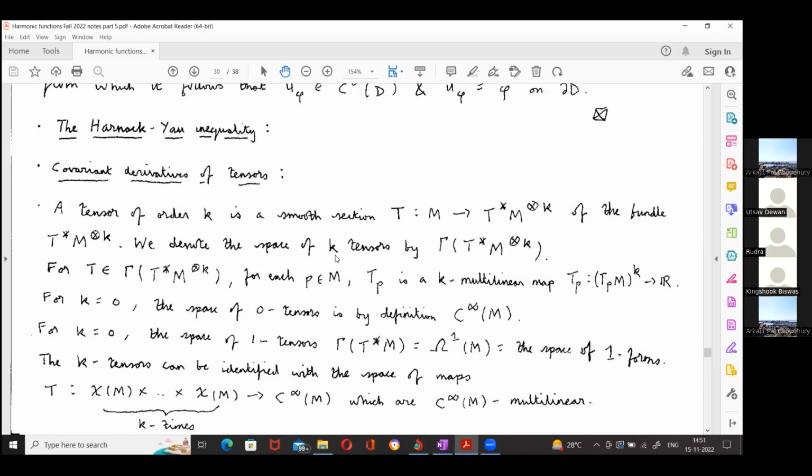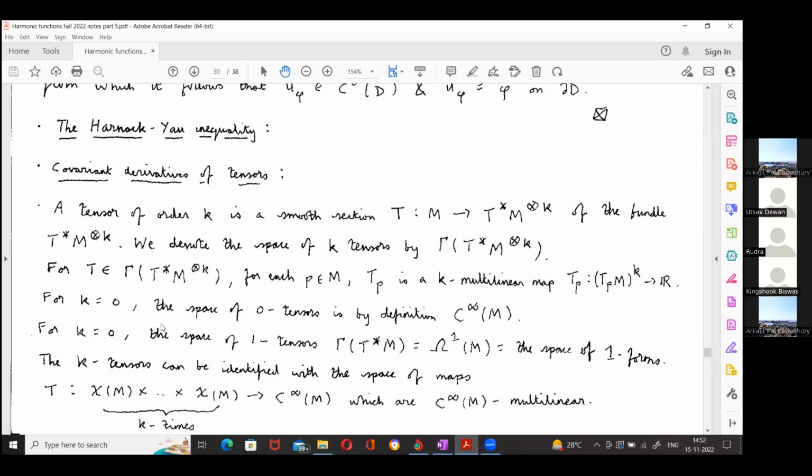Okay. So we denote the space of k-tensors, these smooth sections, by Γ of (T*M) tensor power k. Γ of any vector bundle E is the notation for the smooth sections of the vector bundle E. So for T a tensor of order k, for each point p in M, T_p is a k-multilinear map from (T_p M) to the power k to R.